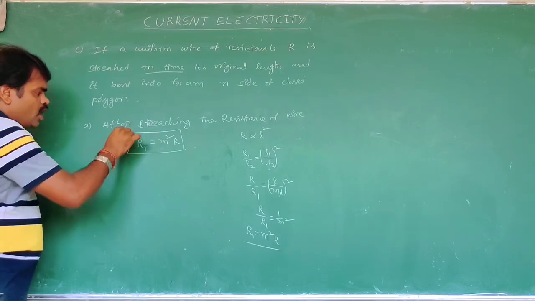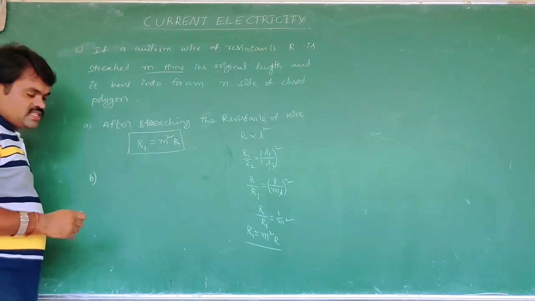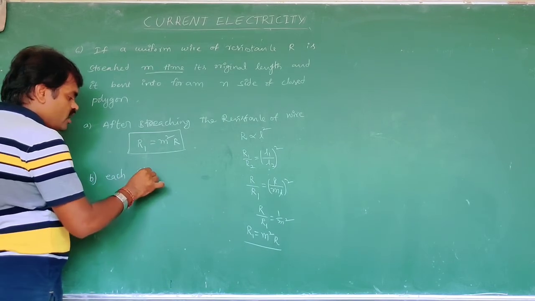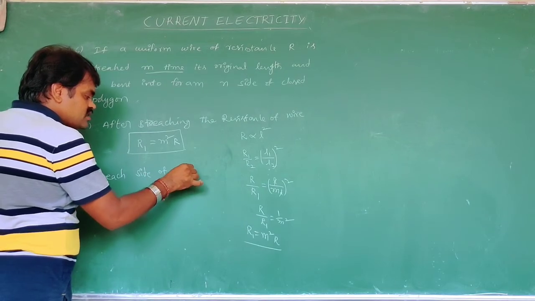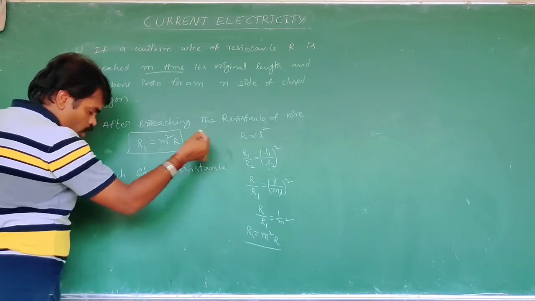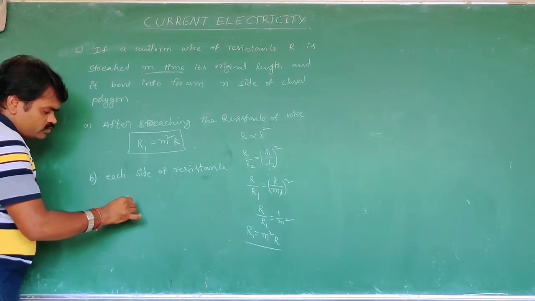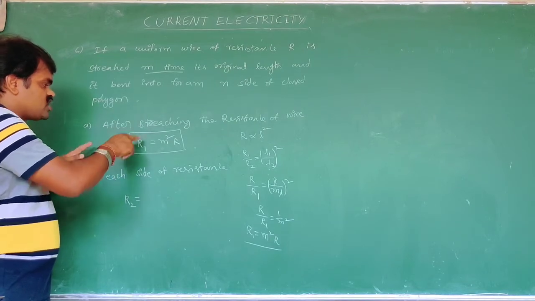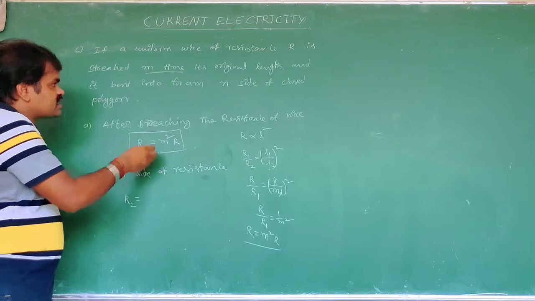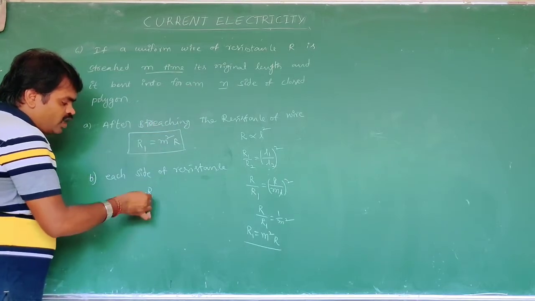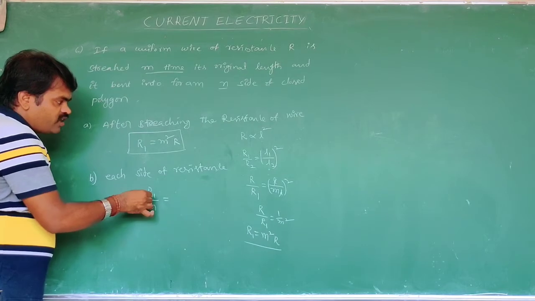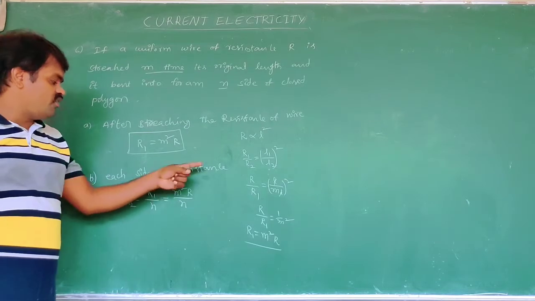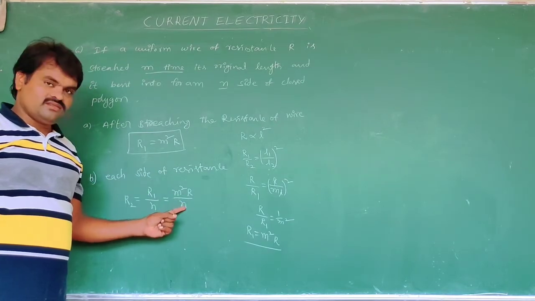Now, each side of the resistance in the polygon, that is R2. After stretching the total resistance is R1, but they form n sides. That's why simply R1 by n, and R1 is m square R, so R2 is m square R by n. This is the resistance of each side.